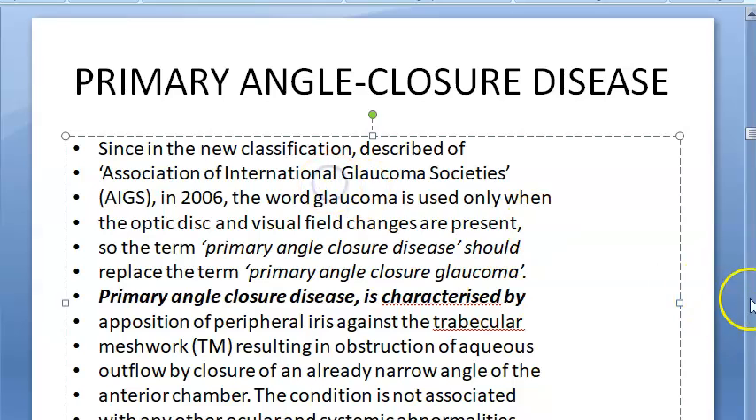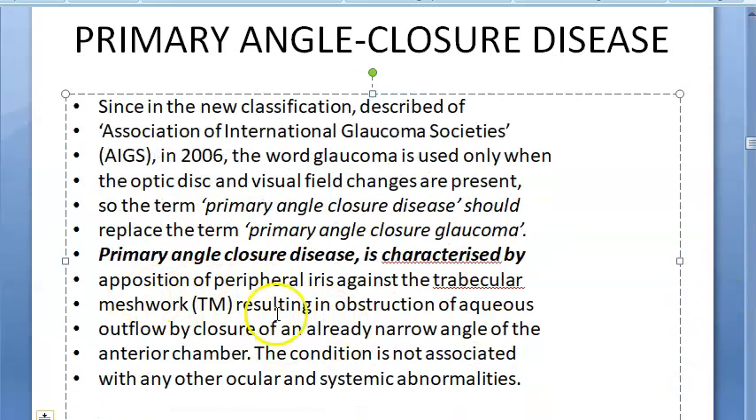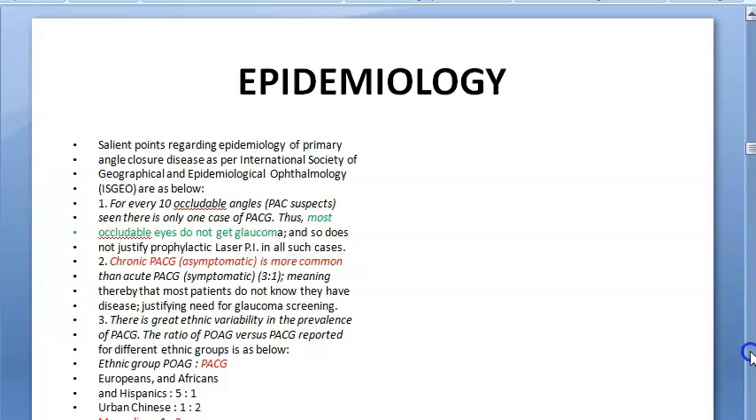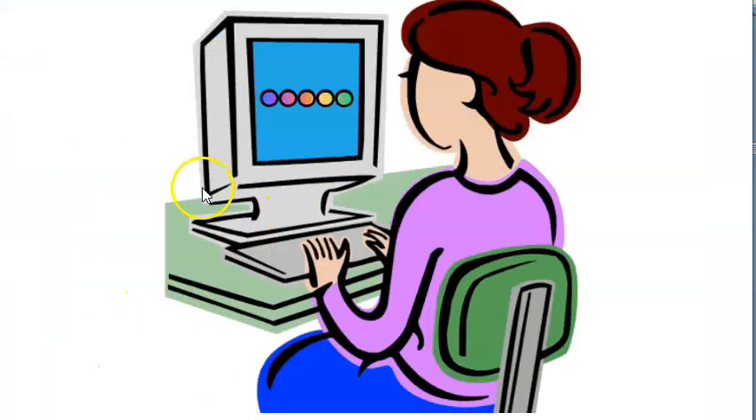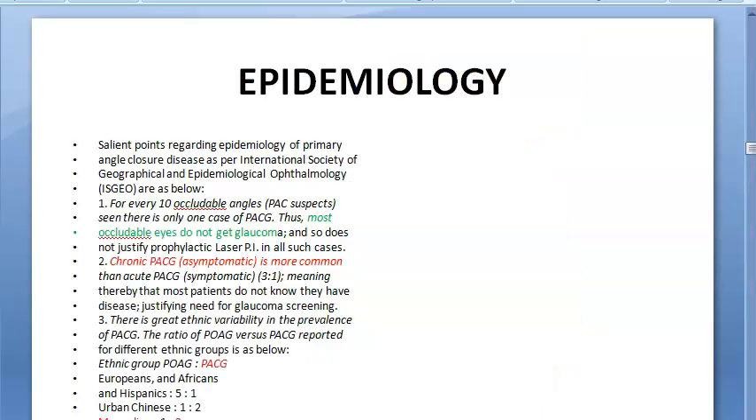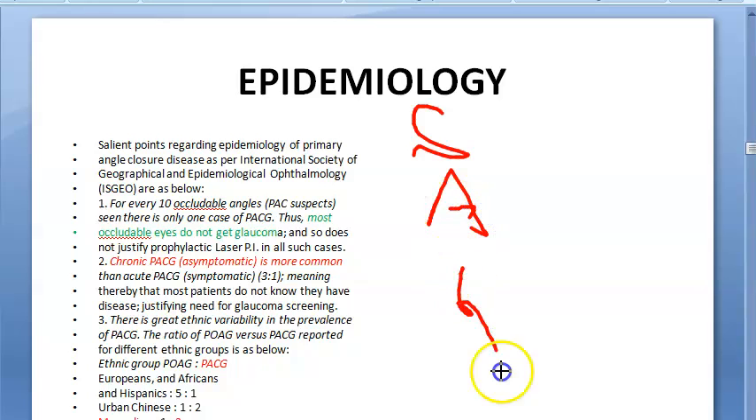Okay. So basically what did you see here? Why is the angle closing? Because the iris is going against the trabecular meshwork, resulting in obstruction of the aqueous outflow. So this is angle closure. For every 10 people who are angle closure suspects, only one of them becomes angle closure glaucoma. You saw a suspect, then angle closure, then angle closure glaucoma. If you have 10 suspects, only one will go to glaucoma.